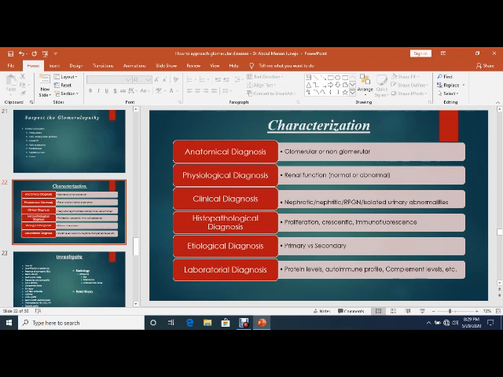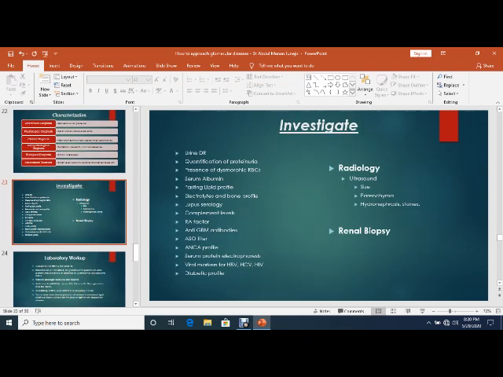Etiological diagnosis, either primary or secondary. In the laboratory, we should check the protein level, autoimmune profile and complement level. So this slide shows the investigations.